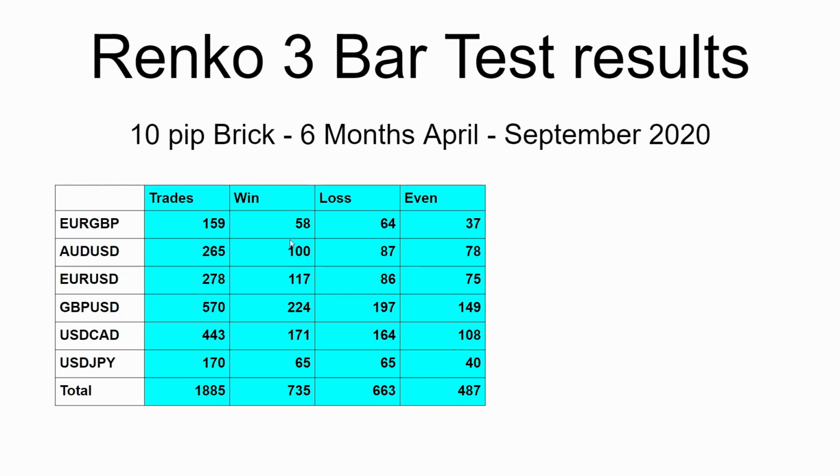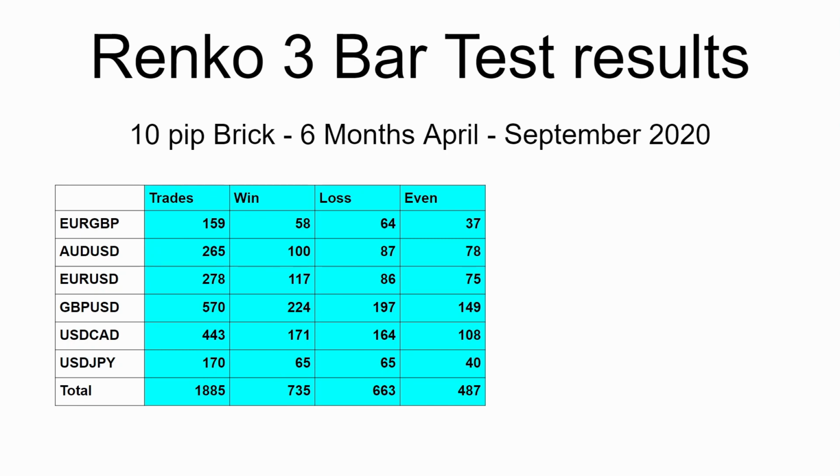But we can see again, the win-loss ratio is not great. Euro pound, less wins than losses. Australian dollar, slightly more wins than losses. Euro US, higher wins than losses. I wouldn't call it a significant improvement. Pound US, more trades, but again, the ratio of wins to losses is not good. Dollar Canadian, very close to break even, and dollar yen, the same. In total, 735 wins, 663 losses.